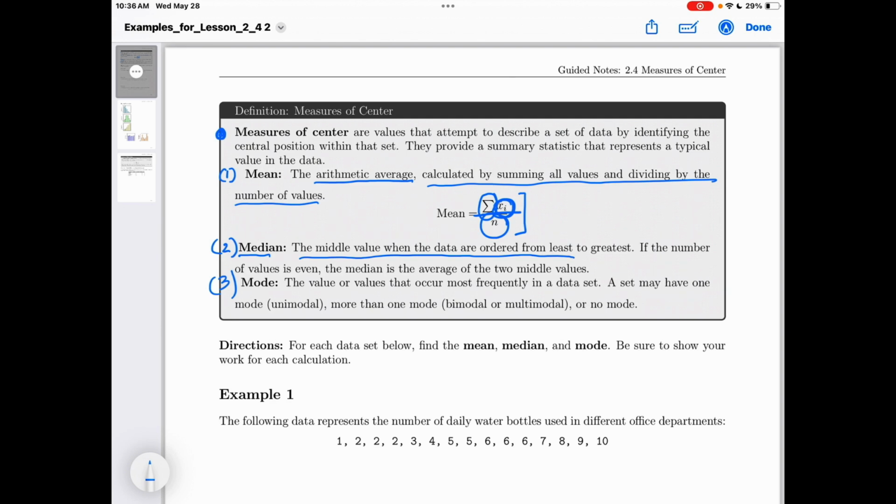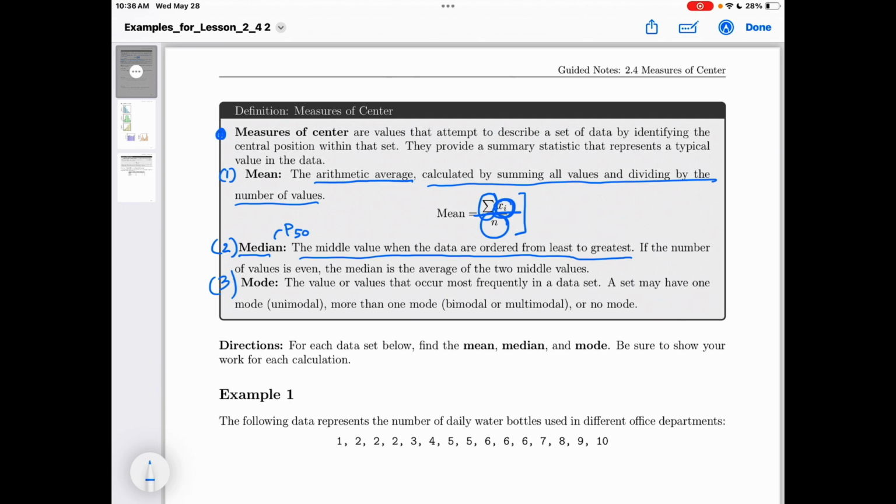Now, the median is the middle value when the data is ordered from least to greatest. We also know this as the 50th percentile, so we can also label it P50.